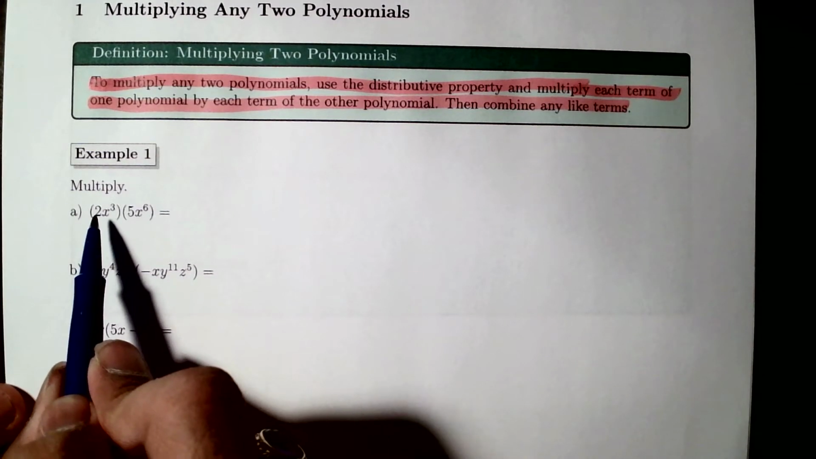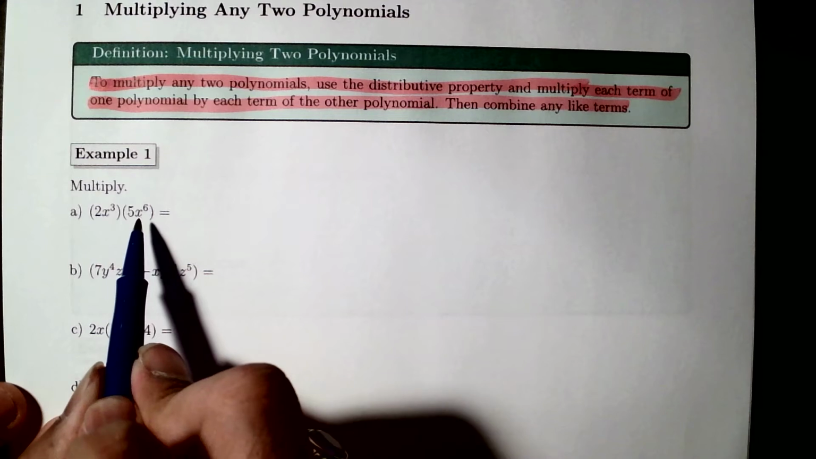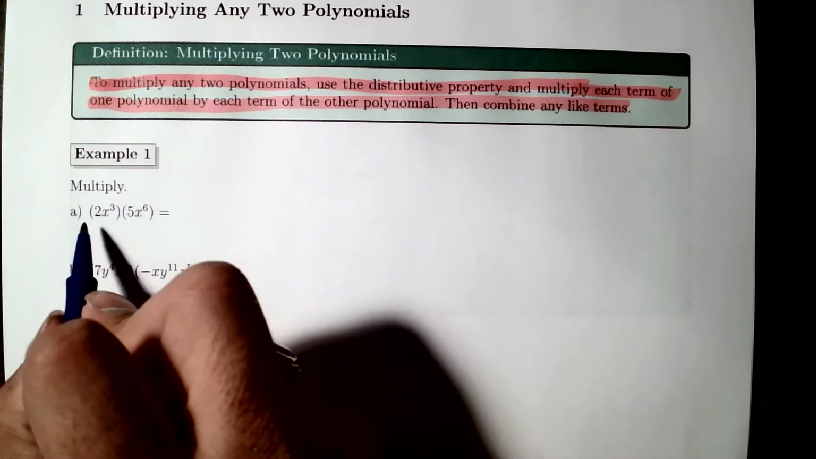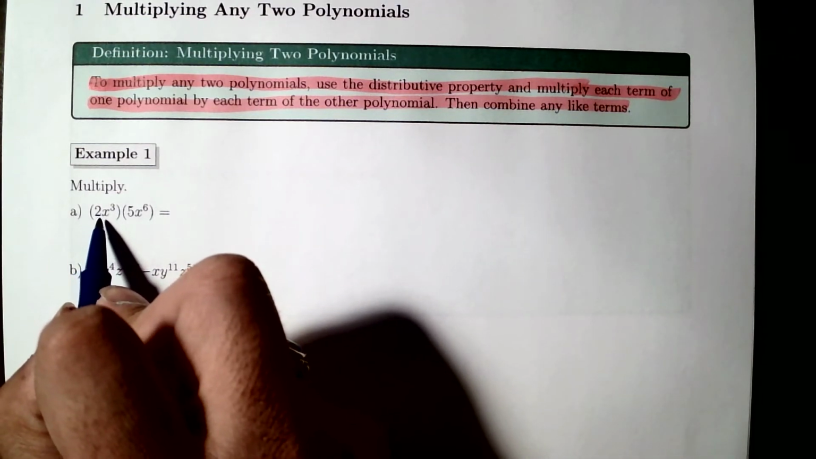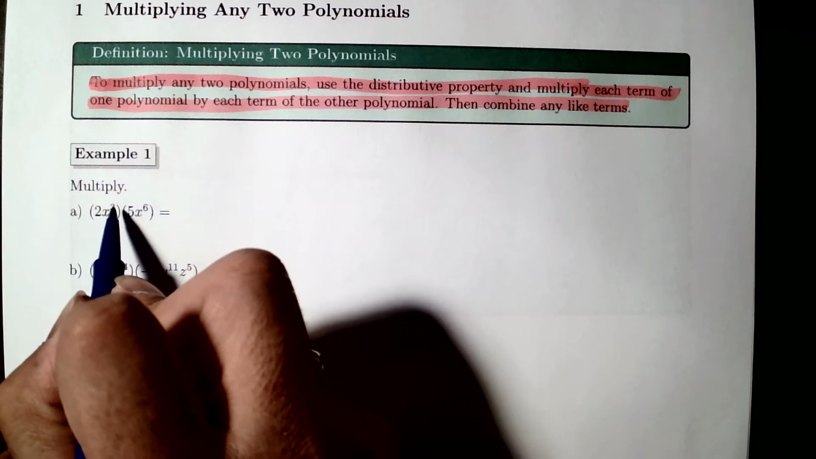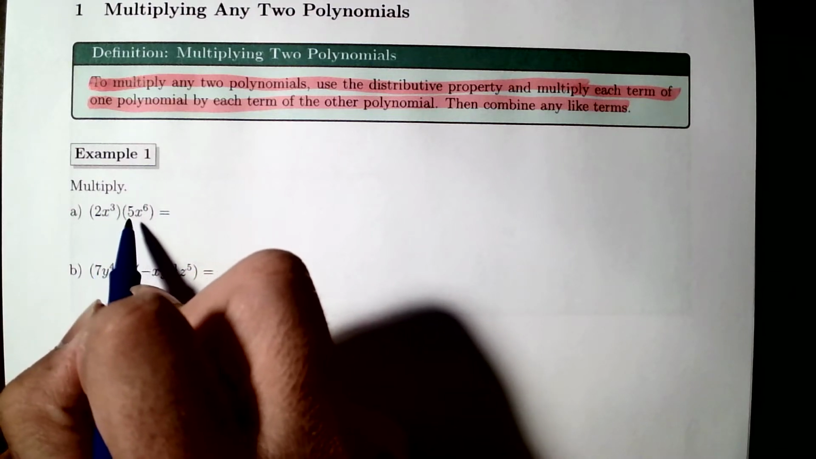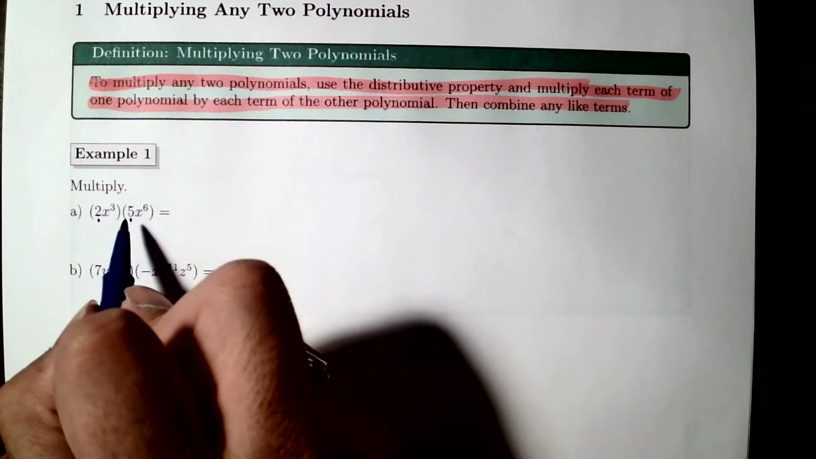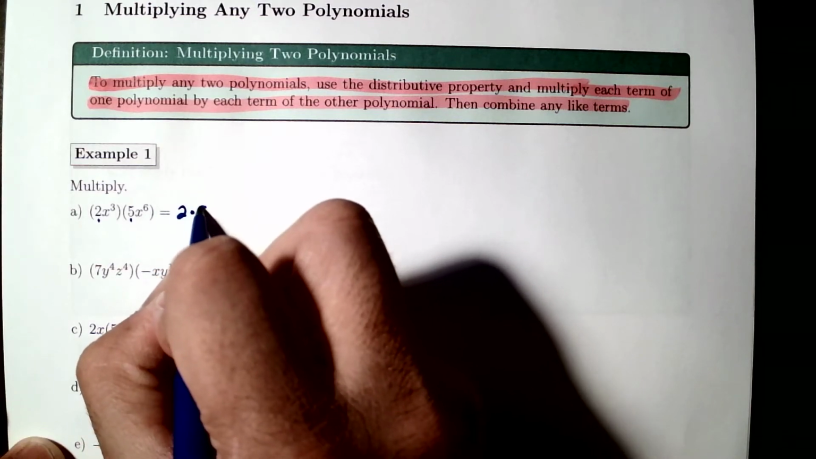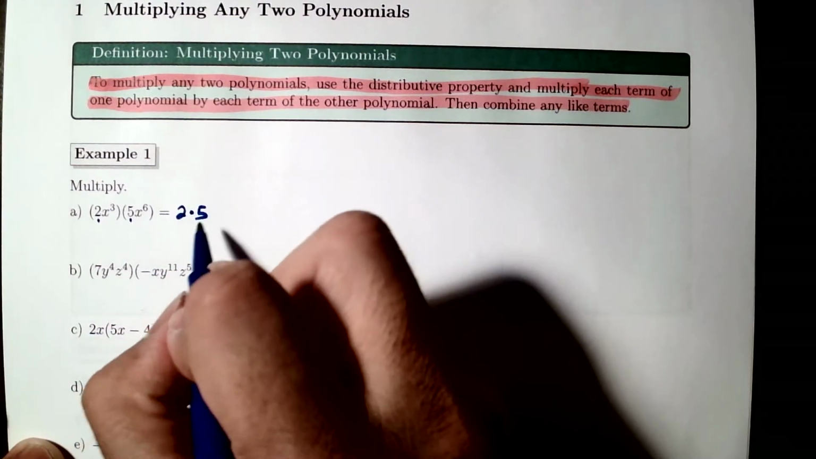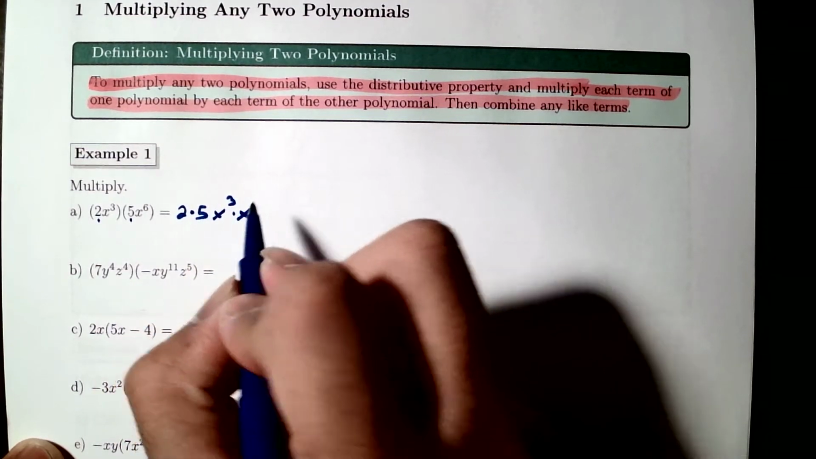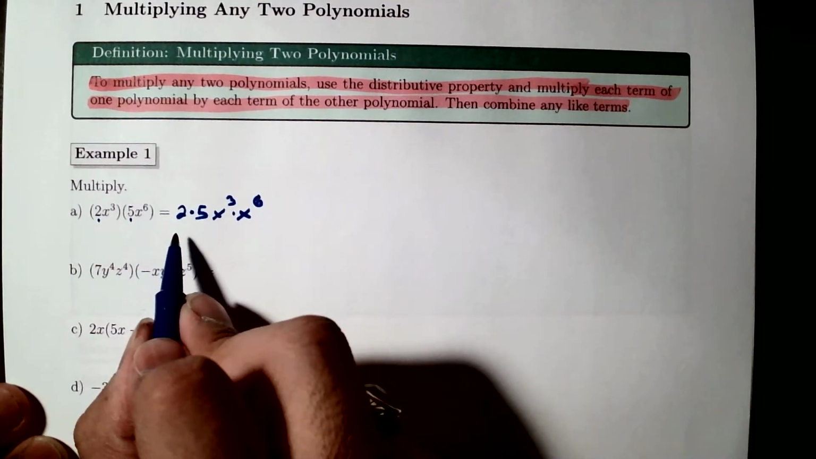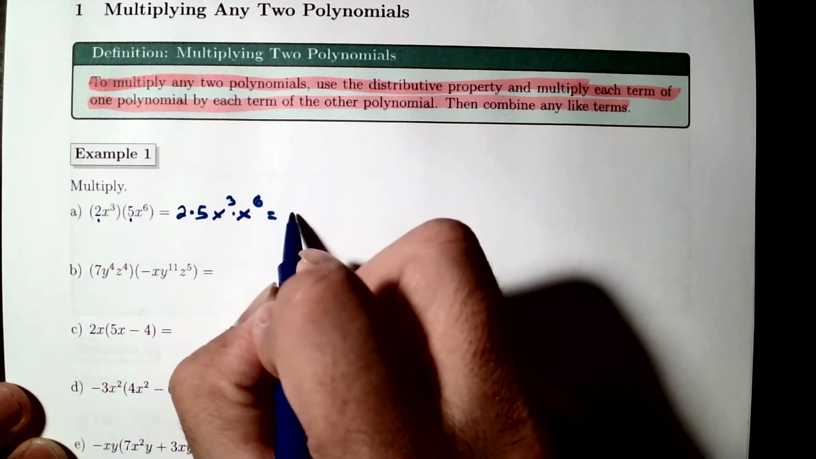So when we have this example, 2x cubed times 5x to the 6th, the first thing we do is multiply the coefficients. Recall that the number written in front of the variable raised to a power is called the coefficient. In this case, it's 2 and 5. Multiply those two, 2 times 5, and then x cubed times x to the 6th power. So 2 times 5 equals 10.